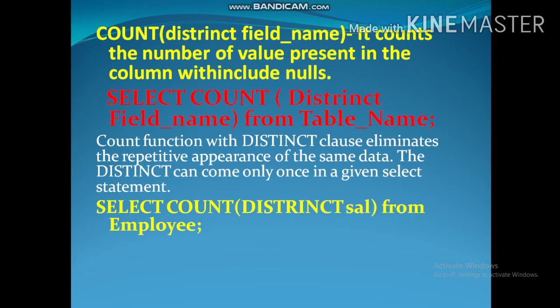Now, count distinct field name. It counts the number of values present in the column, including nulls. That means if you are using a null value, it includes that null value also. Select count distinct field name from table name. The count function with the distinct clause eliminates the repetitive appearance of the same data.